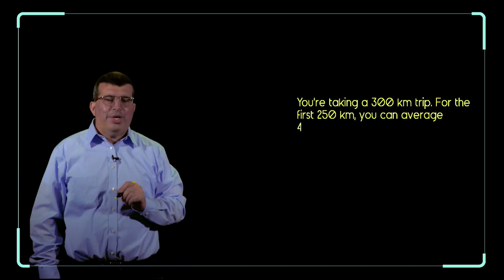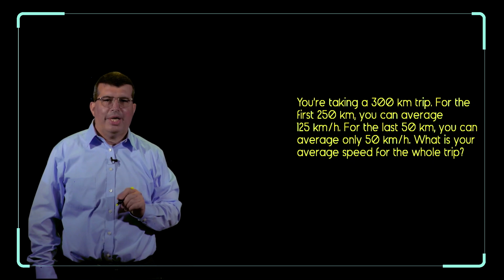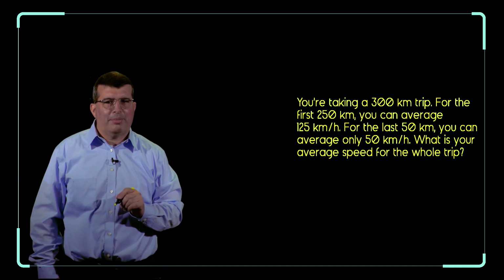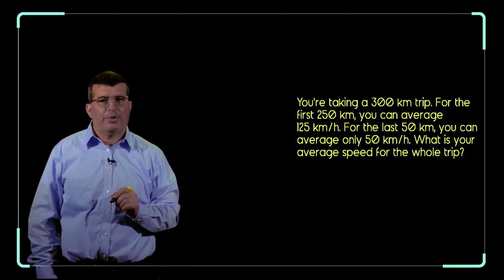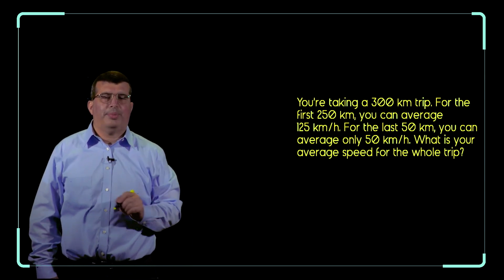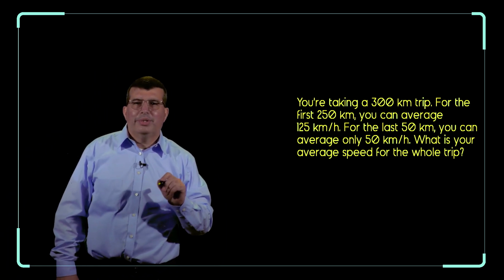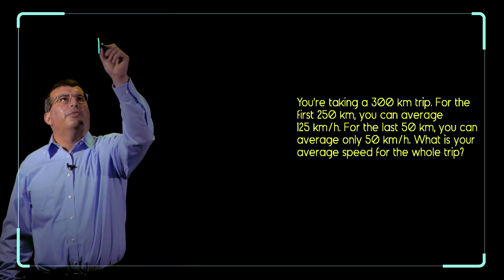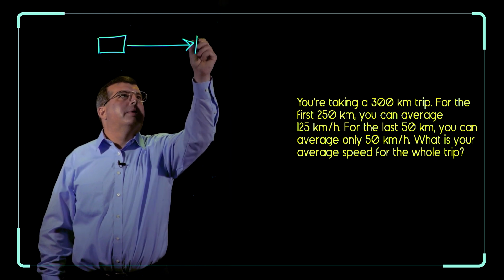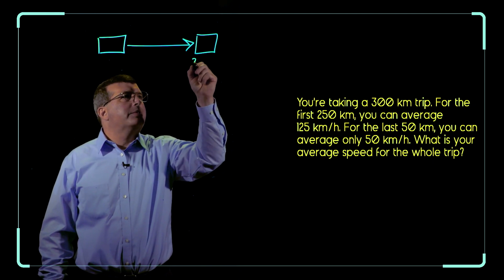You are taking a 300-kilometer trip. For the first 250 kilometers, you can average 125 kilometers per hour. For the last 50 kilometers, you can only average 50 kilometers per hour. What is your average speed for the whole trip? Okay. So we'll start off with the first part of your trip. So that was a distance of 250 kilometers.